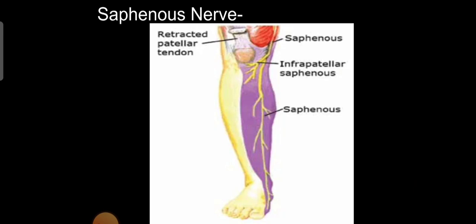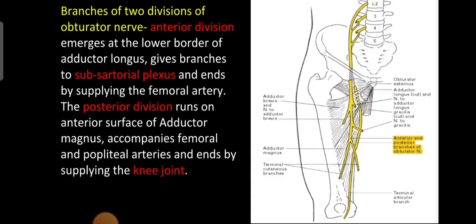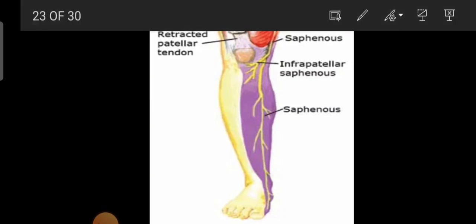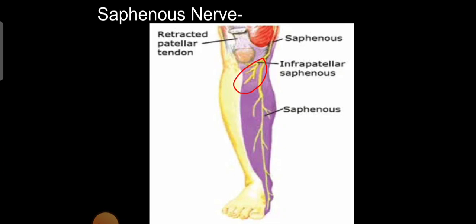So here we can see the saphenous nerve is providing the infrapatellar branch at the knee joint, which is forming the plexus, that is the prepatellar plexus of nerves, for supplying the skin over the patella. Then this saphenous nerve continues downwards on the medial aspect of the leg and supplies the skin of the medial aspect of the leg and the medial aspect of the foot up to the great toe.